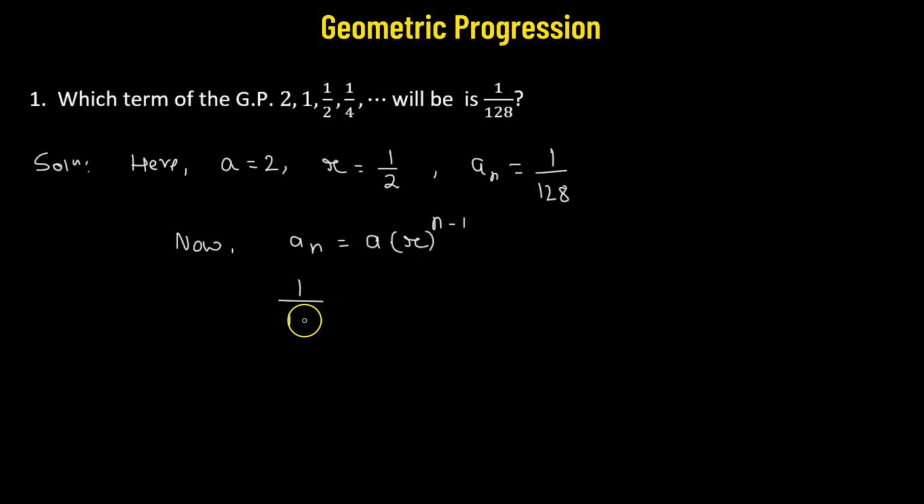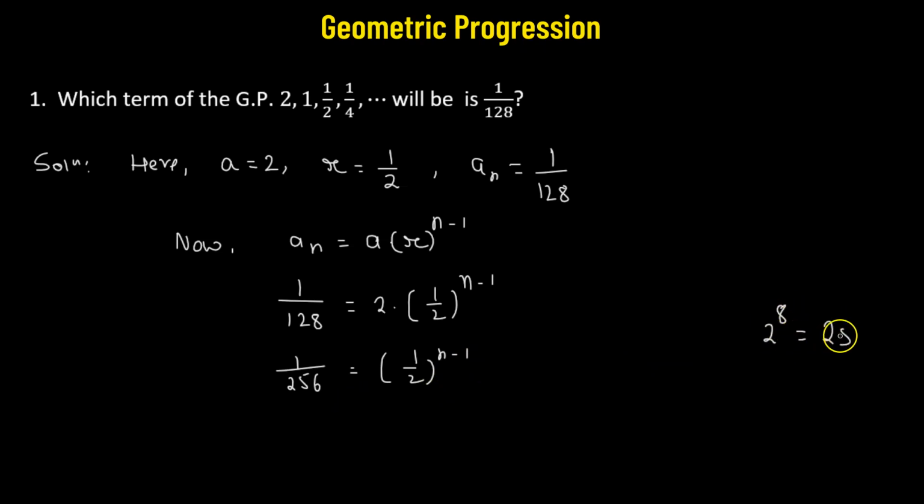So here 1 over 128 equals 2 multiplied by the common ratio r, which is half, raised to the power of n minus 1. So we can divide both sides by 2. This is going to give us 1 over 256 equals half raised to the power of n minus 1. Now we know that 2 raised to the power of 8 is equal to 256. So that means we can rewrite 1 over 256 as 1 over 2 raised to the power of 8, equals half raised to the power of n minus 1.